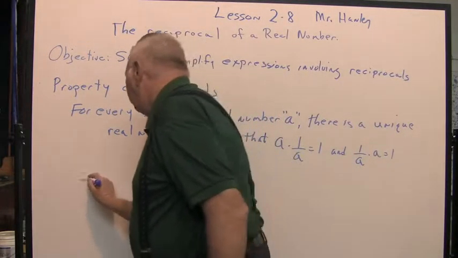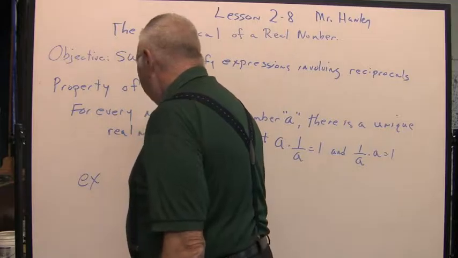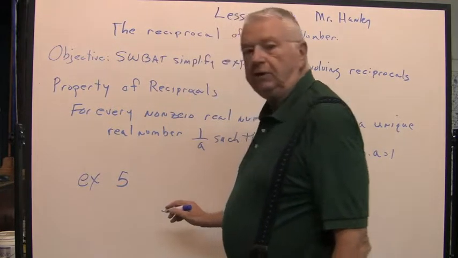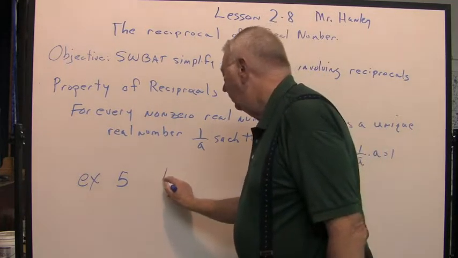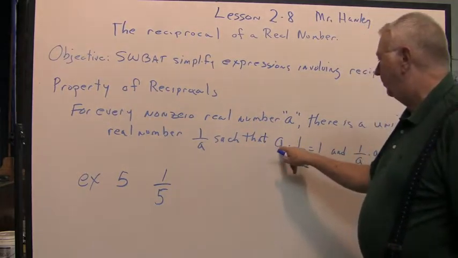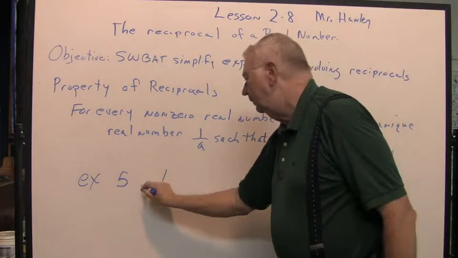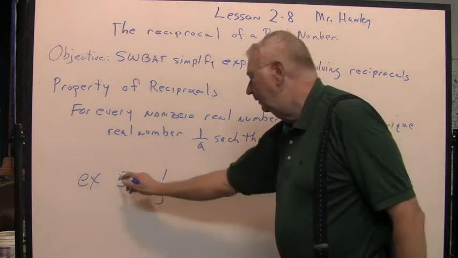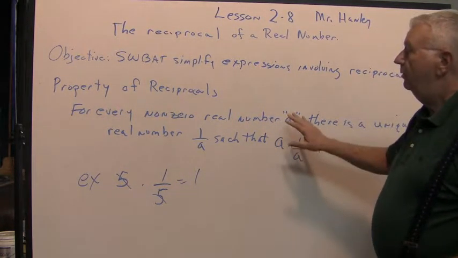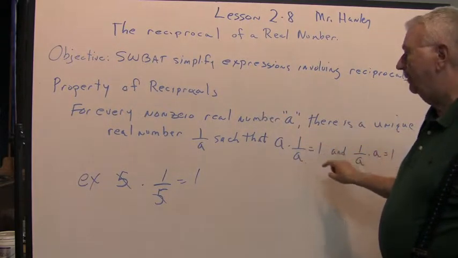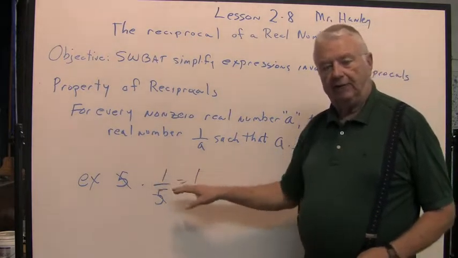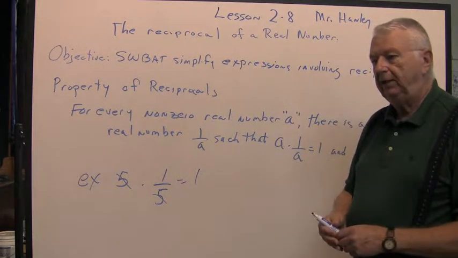An example would be if we had the number 5, the reciprocal of 5 would be 1 over 5, and we would note that their product, 5 times 1 over 5, the 5's cancel out, and that would just become 1. So reciprocals have that property that when they're multiplied together, the result is going to be 1.